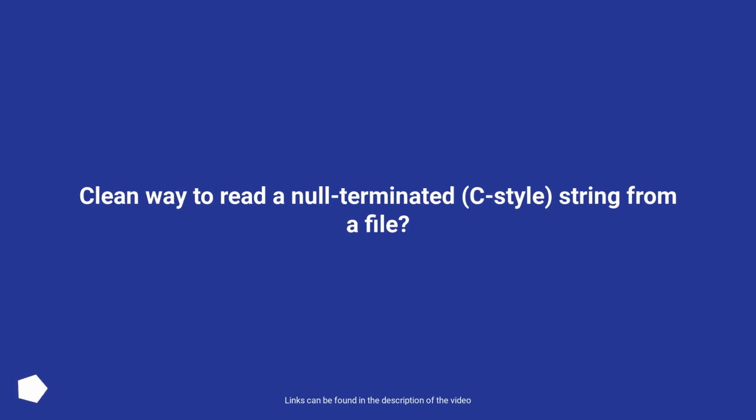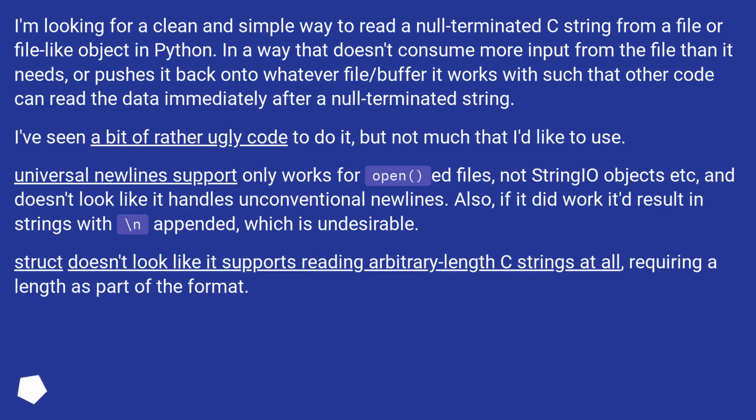Clean way to read a null-terminated, C-style, string from a file? I'm looking for a clean and simple way to read a null-terminated C string from a file or file-like object in Python, in a way that doesn't consume more input from the file than it needs, or pushes it back onto whatever file/buffer it works with such that other code can read the data immediately after a null-terminated string.